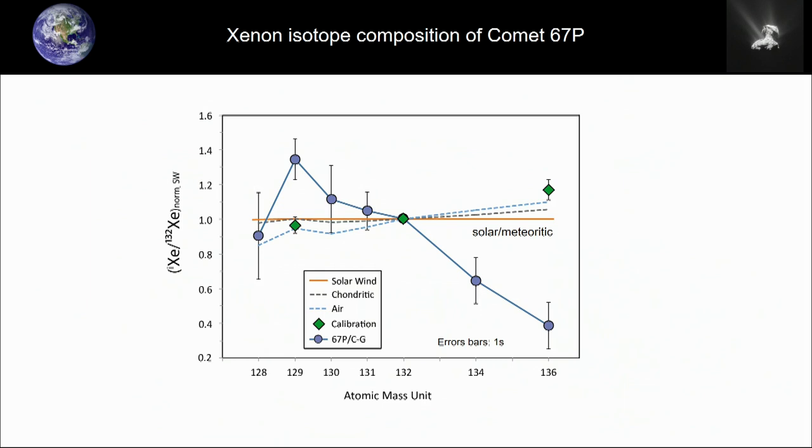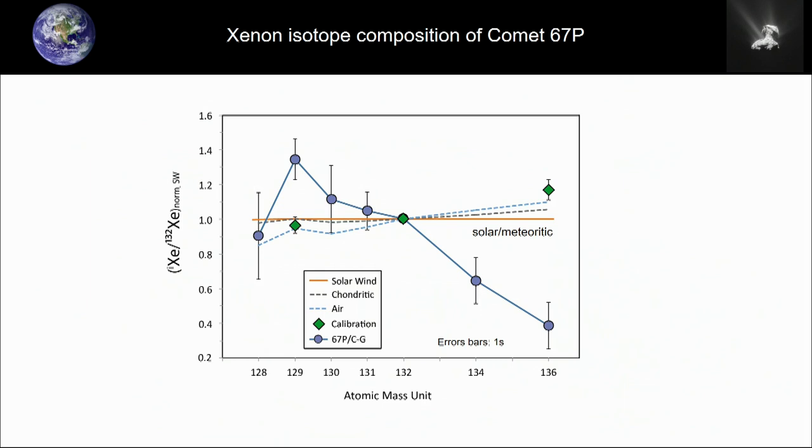In the lab, you can obtain orders of magnitude better precision. The light isotopes could not be measured because they are not abundant enough. But there are two interesting features. One is that the comet is also depleted in the heavy isotopes of xenon, 134 and 136. Here there is an excess of 129 xenon, but this is radioactivity. But the other isotopes are more or less compatible with a kind of solar or meteoritic composition.